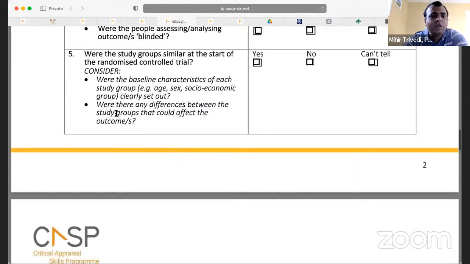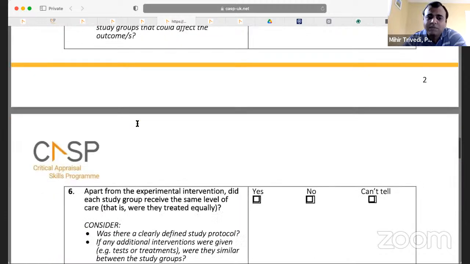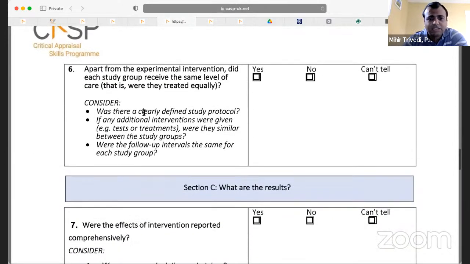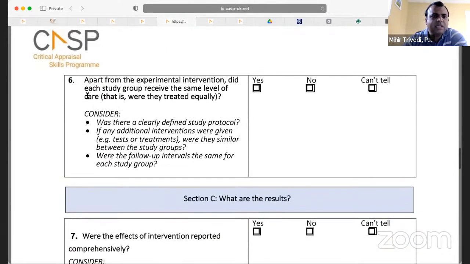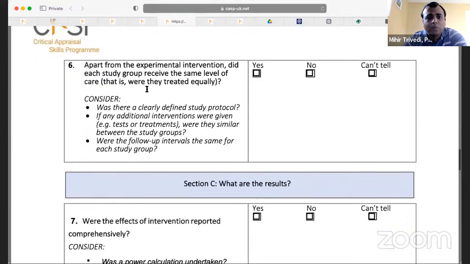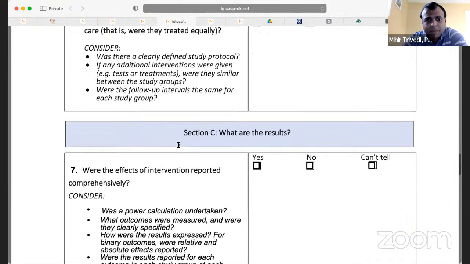So you have to consider, were the baseline characteristics of each study group, for example, age, sex, socioeconomic group, clearly set out? Were there any differences between the study groups that could affect the outcomes? Last question under this section is, apart from the experimental intervention, did each study group receive the same level of care? That is, were they treated equally?